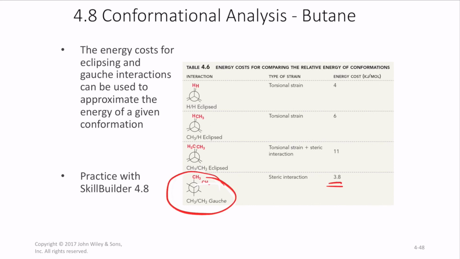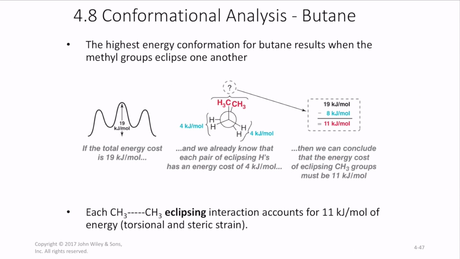3.8 kilojoules per mole. The eclipsed conformation is the highest at 11, where CH3 and CH3 are right next to each other, and CH3-H is 6, H-H is 4. So these are the energies that you require. So the total amount generally is 19.